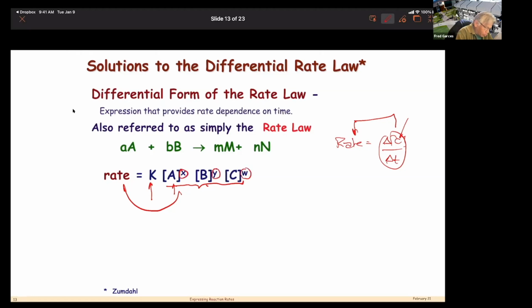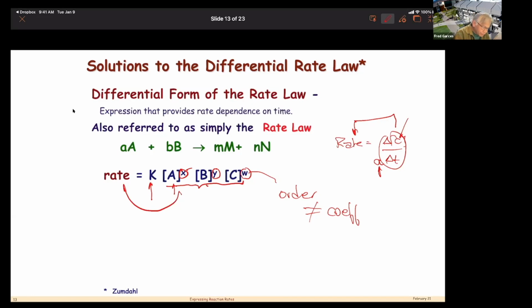These are called the orders. These are called orders, and the orders are not related to the coefficients. These values right here, A, is related to a coefficient, but these X, Y, and W are not related to the coefficient. You have to determine it experimentally, okay? It's an experimentally determined value.